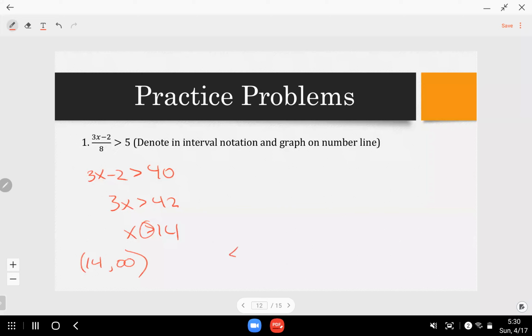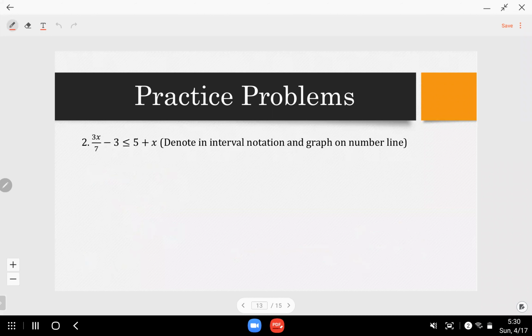Now let's graph on our number line. We have our 0 right here, and our 14 right here. Not included, so open circle, then it's greater than. Pretty easy. Now let's solve this one. So this one, just multiply everything by 7: 3x minus 21 less than or equal to 35 plus 7x. Then you move the x's and isolate the numbers, right?